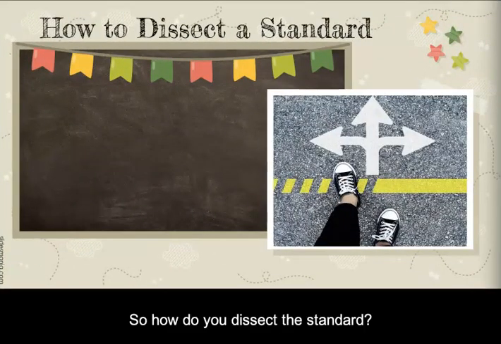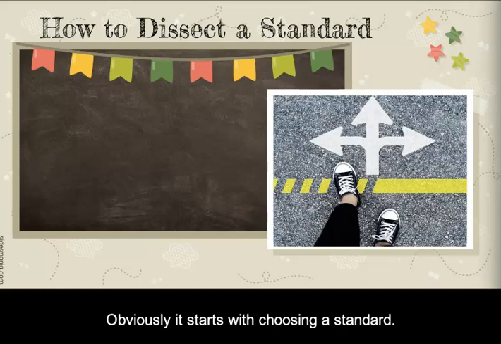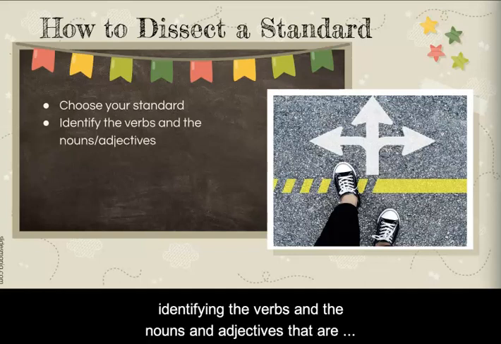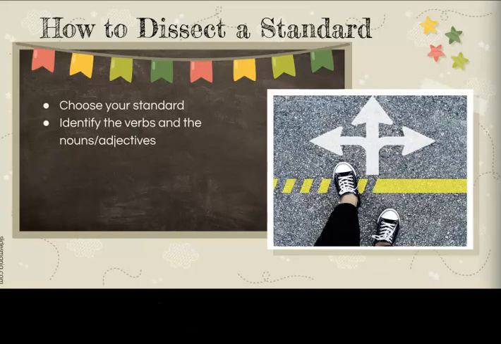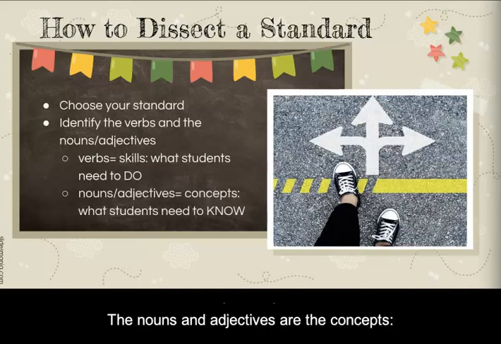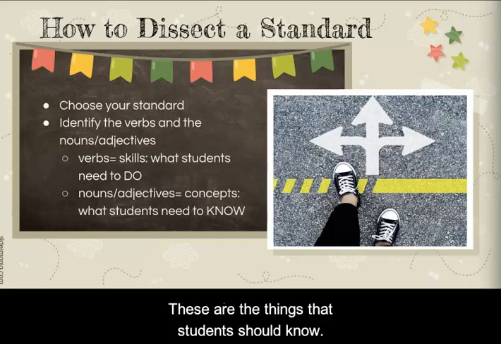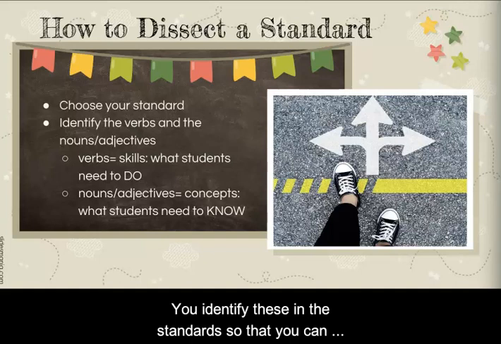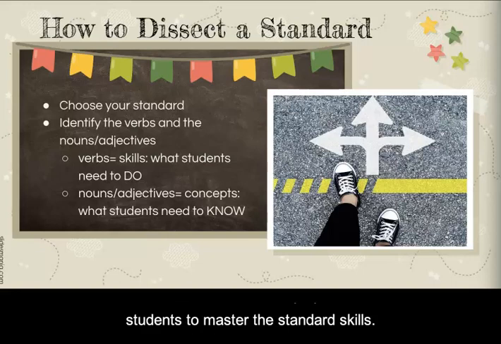So how do you dissect a standard? Well, obviously, it starts with choosing a standard. And once you choose that standard, you want to start by identifying the verbs and the nouns and adjectives that are in that standard. The verbs are the skills. This is what students need to be able to do. The nouns and adjectives are the concepts. These are the things that students should know. You identify these in the standard so that you can start to know exactly what you need to teach in order for students to master the standard skills.